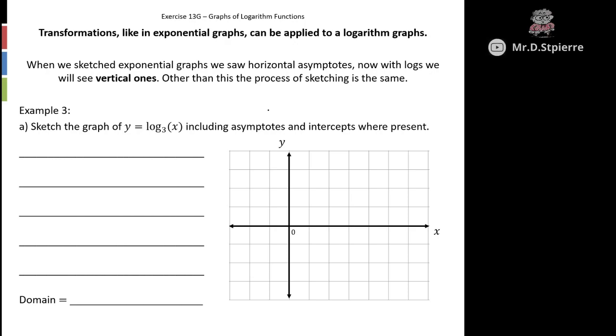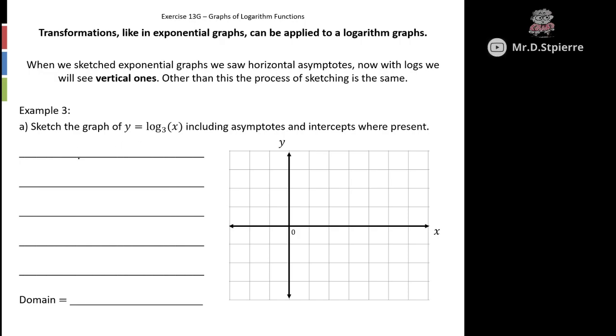Right, so just like in exponential graphs and pretty much every single type of functional relation we've looked at so far, transformations can be applied to logs. When we sketched exponentials, we saw we had a horizontal asymptote. Now, as I showed in that previous example, with logs we have a vertical one. Other than that, the process is exactly the same. So let's have a go at this. Sketch the graph of y equals log base 3 of x, including asymptotes and intercepts where they're present.